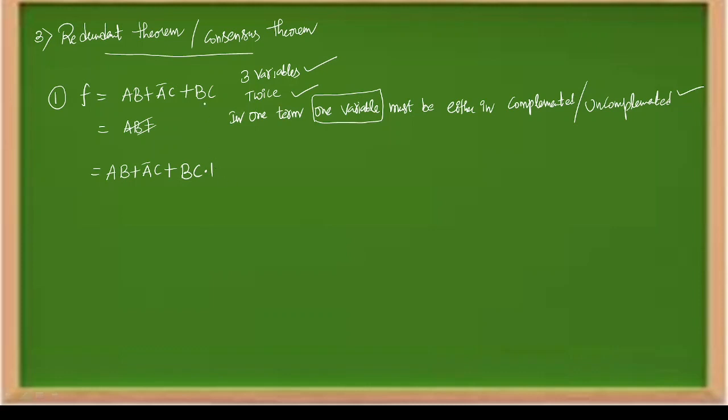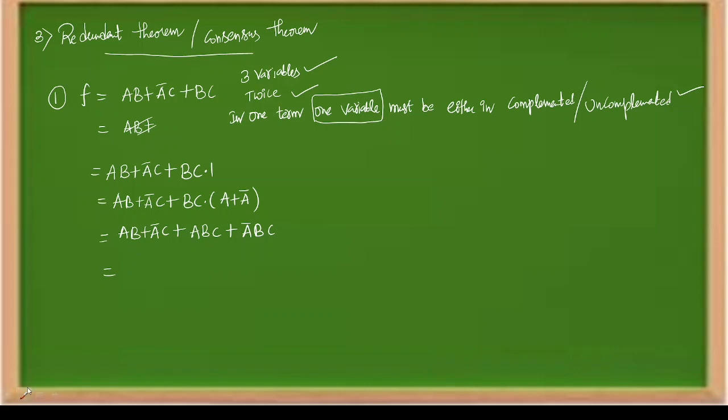Because BC and 1 is the same as BC, it is equal to AB plus A complement C plus BC, and replace this 1 with the variable which is missing by using the law of complements. So 1 can be replaced with A plus A complement. Is it right? Now just expand this term. You will get AB plus A complement C plus, what is this term? First term ABC. What is the next term? A complement BC.